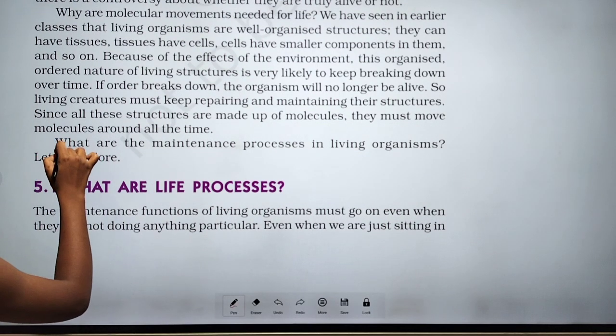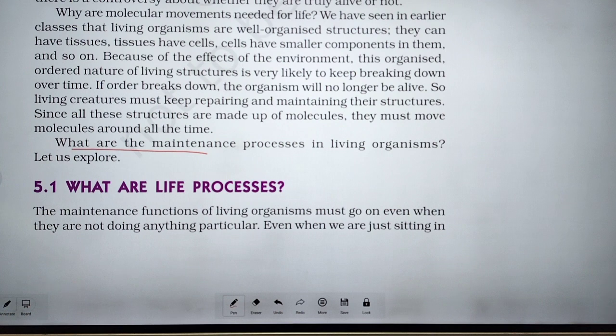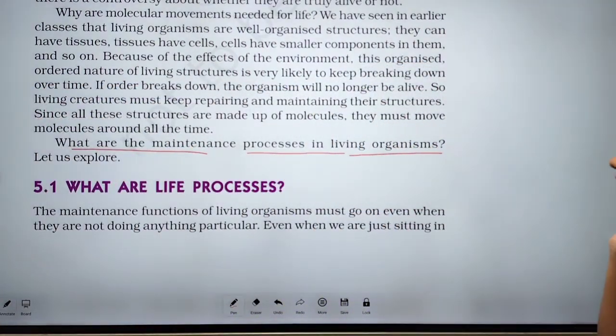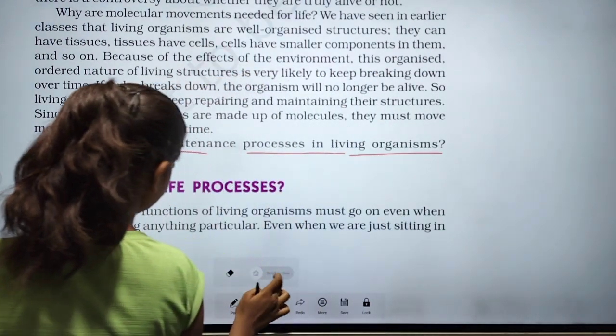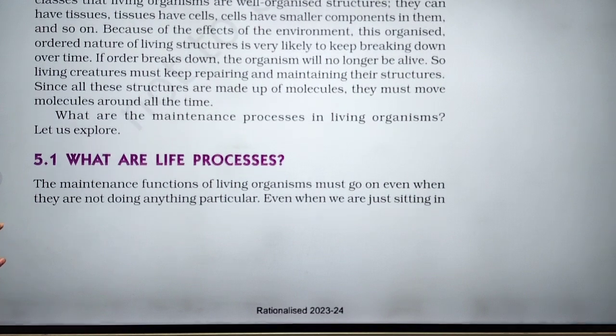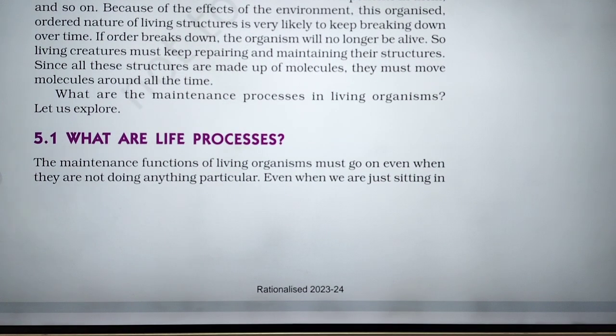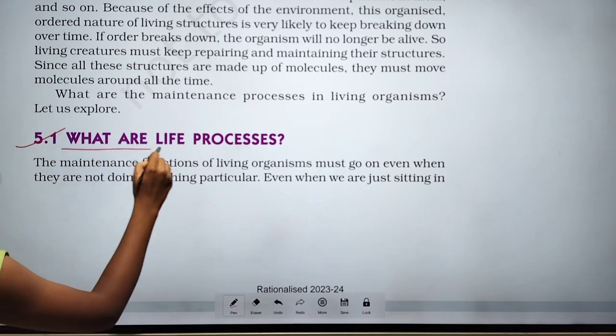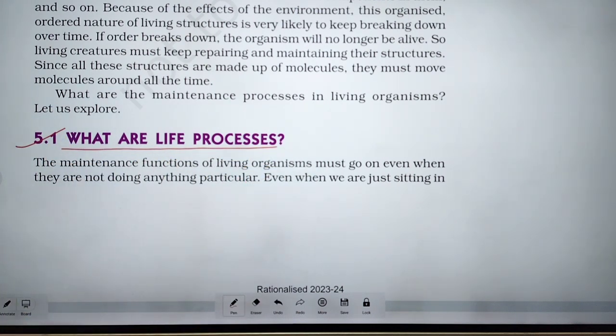Now let's see. What are the maintenance processes of living organisms? Here is a question: what are the maintenance processes in living organisms? Okay, let us explore. What are life processes? Okay, let's see what are life processes.